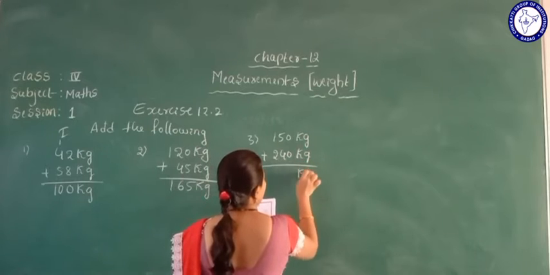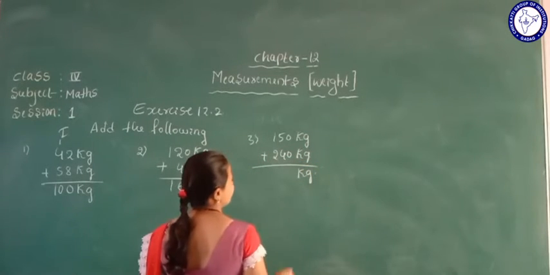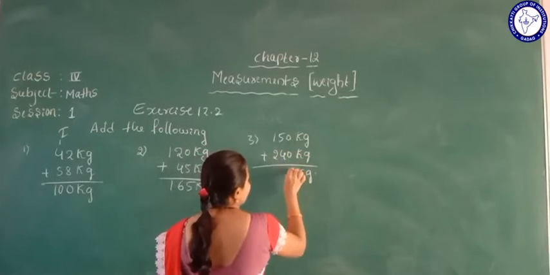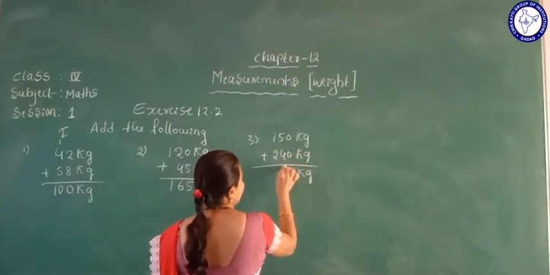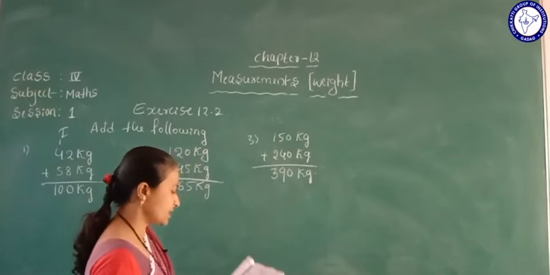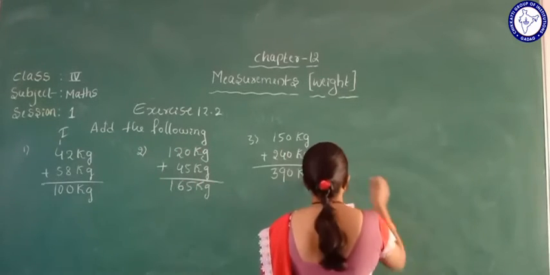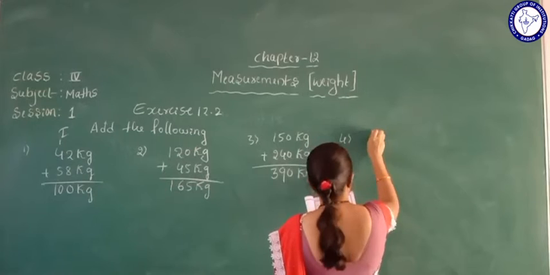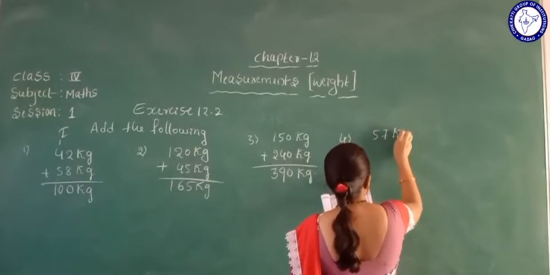Third one, 150 kg plus 240 kg. Yes, first we will write the unit. So 0 plus 0, 0. 5 plus 4 is 9. 2 plus 1 is 3. 390 kg.